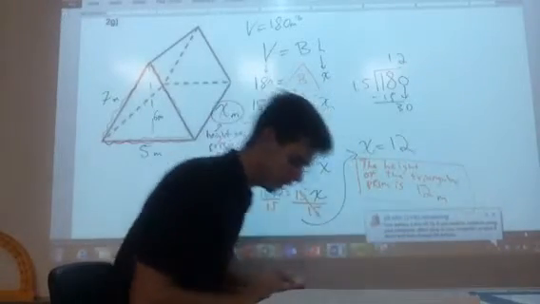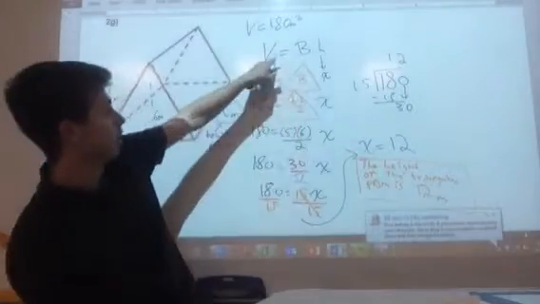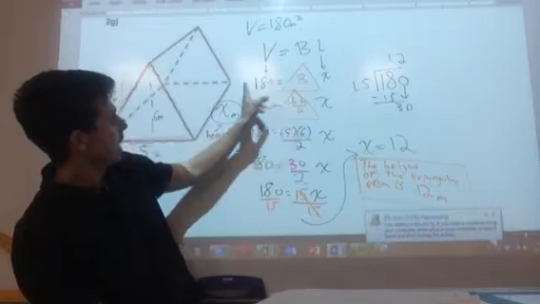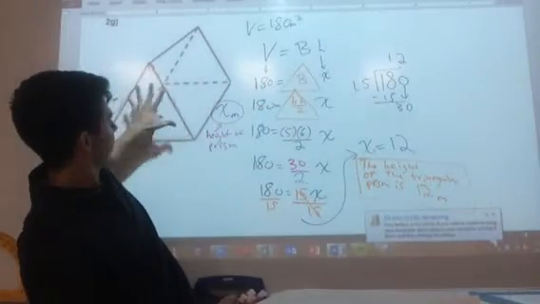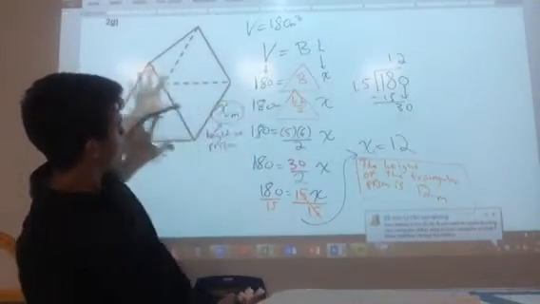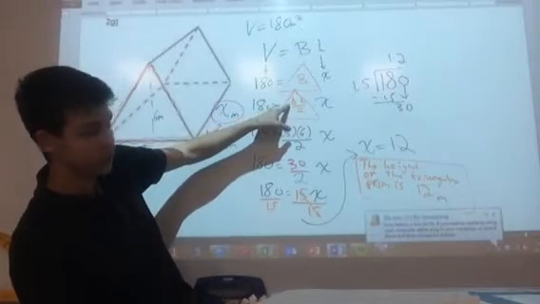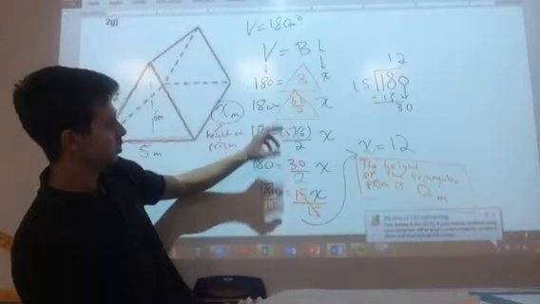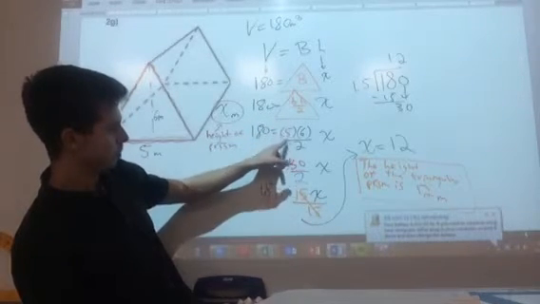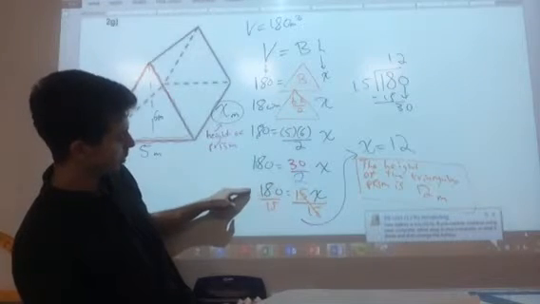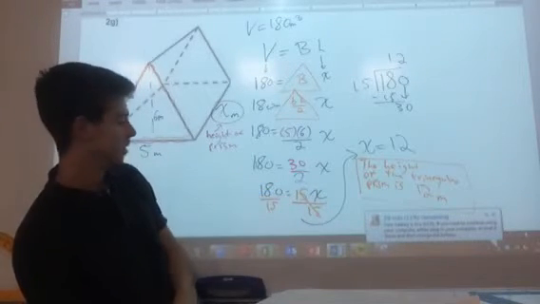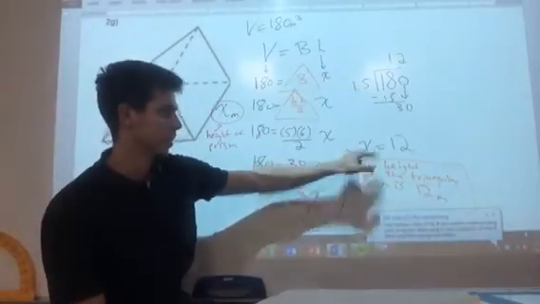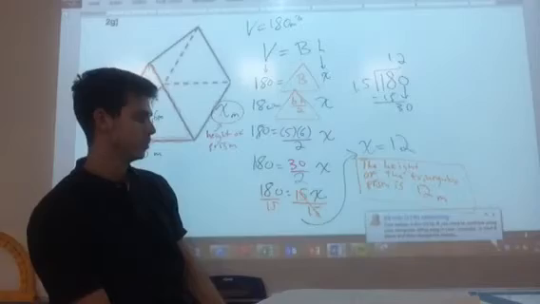So in summary, what I did is I wrote the formula for the volume, which is volume is equal to big B times height. This is the area of the base. And I wrote it like this to show that we need to figure out the area. And the area of the base of a triangle is little b times height divided by 2. Substitute in what I know. Go ahead and multiply and divide here, which leaves me with 180 is equal to 15x. And then I just need to solve for x. Divide both sides by 15, and that gives me x is equal to 12. The height of the triangular prism is 12 meters.